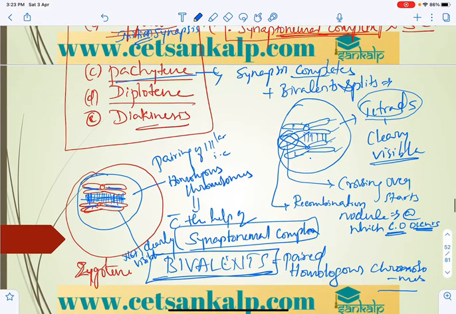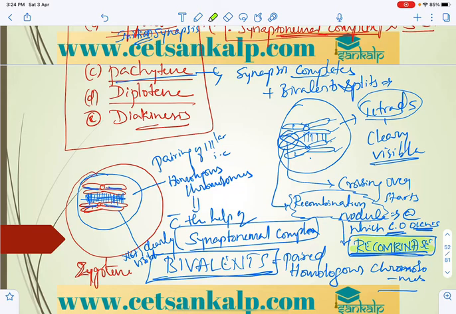So this is a recombination nodule. Why exactly at that point? Because of the presence of the enzyme which helps in recombination, called recombinase. Point to be noted: the enzyme involved in crossing over or recombination. Recombination happens because of the crossing over, right? So the recombination nodule is a location where the crossing over occurs. The enzyme present there is called the recombinase enzyme. So keep that in mind.